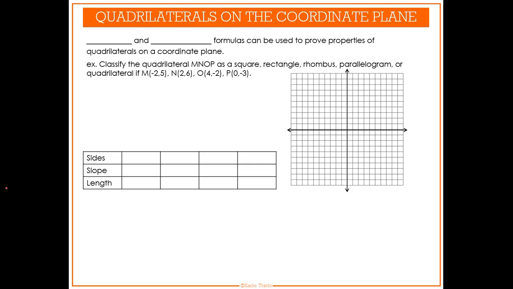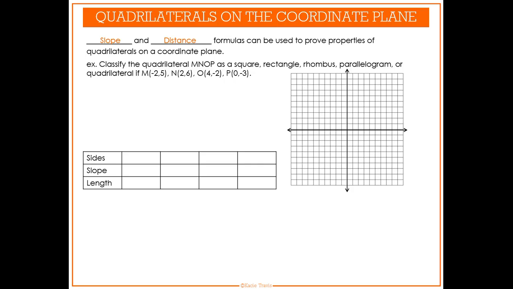We're talking about quadrilaterals on the coordinate plane. Last time we were going over the slope and the distance formula. This time we're going to show you how to put that in action to see if a quadrilateral is a certain type on the coordinate plane. So let's talk about some things. Starting off, the slope and the distance formulas can be used to prove the properties of quadrilaterals on the coordinate plane.